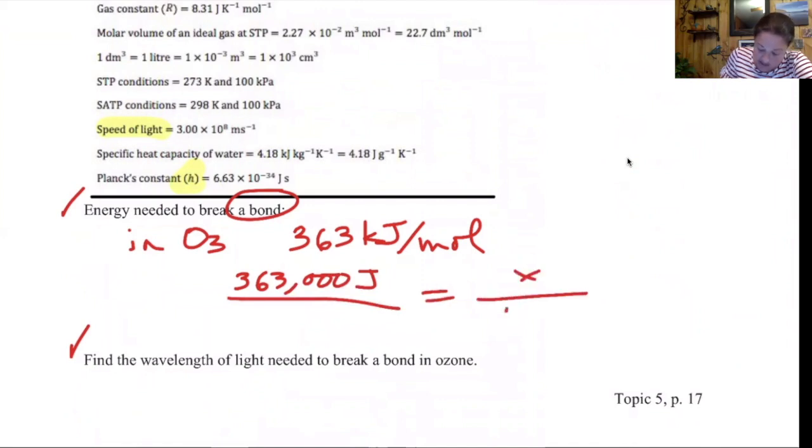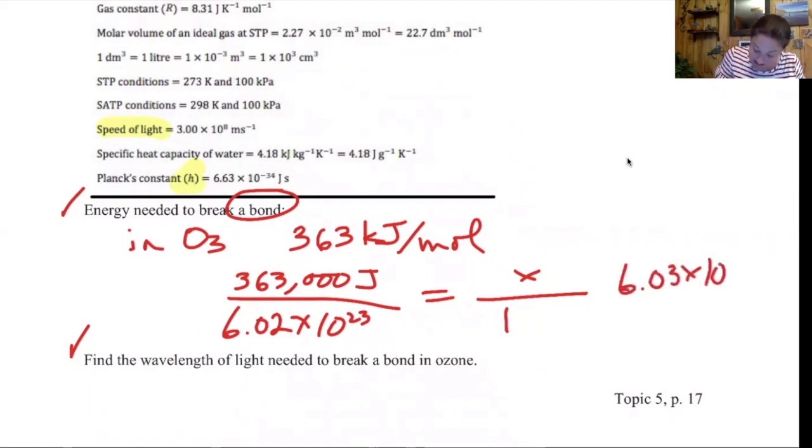I want to know how much energy for just one single bond. Well, how many bonds are in a mole? 6.02 times 10 to the 23rd of them. So the energy needed to break just one of these bonds, 363,000 divided by 6.02E23, is 6.03 times 10 to the negative 19th joules to break just one bond.